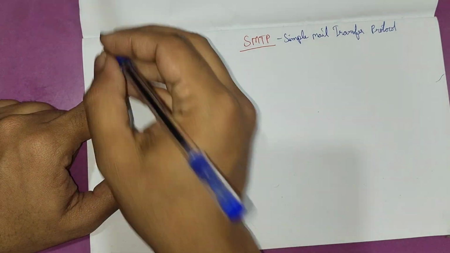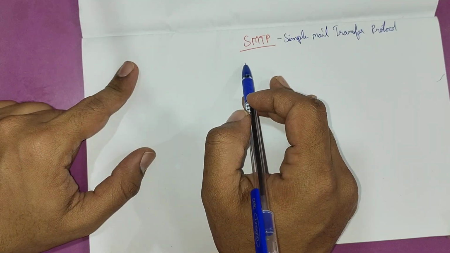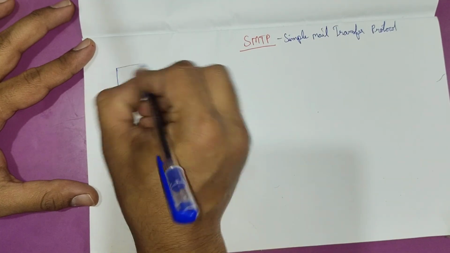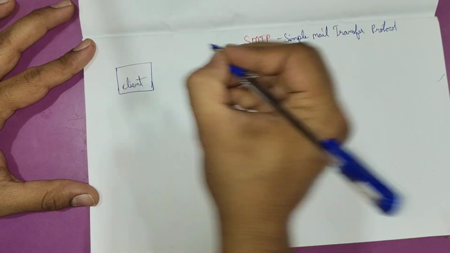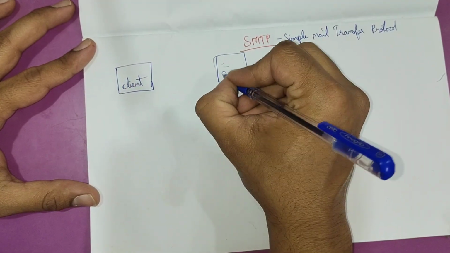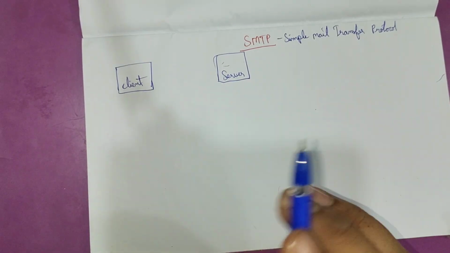From one PC we are going to take the message or a mail and we are going to transfer it to the other system. So we are going to have two things: one is a client, and the other is a server. Okay, we are going to have two parties, a client and a server.